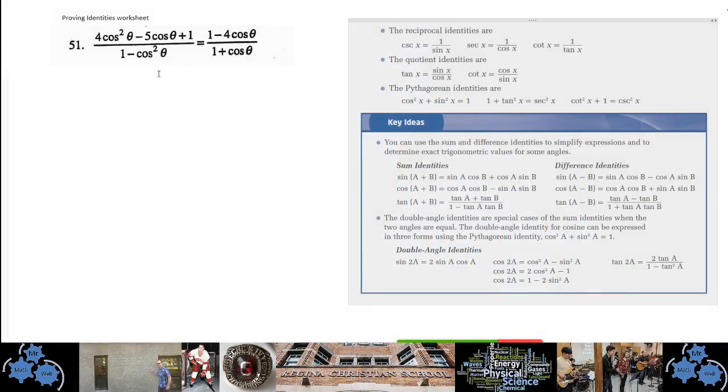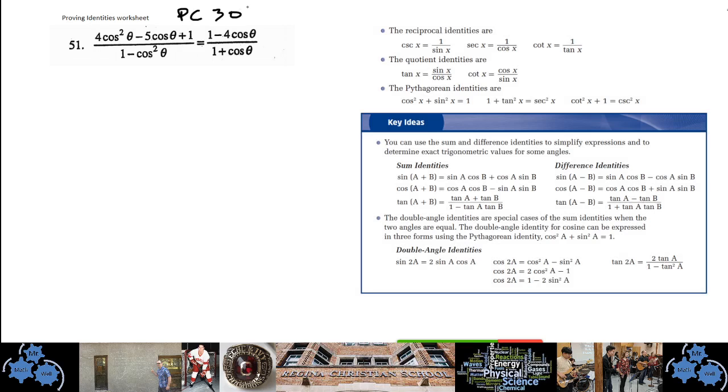All right, pre-calculus 30, 6.3. This is question number 51 in proving identities. And so we're going to get going with number 51. So in this question right here, the more complicated side looks slightly more like the left side.